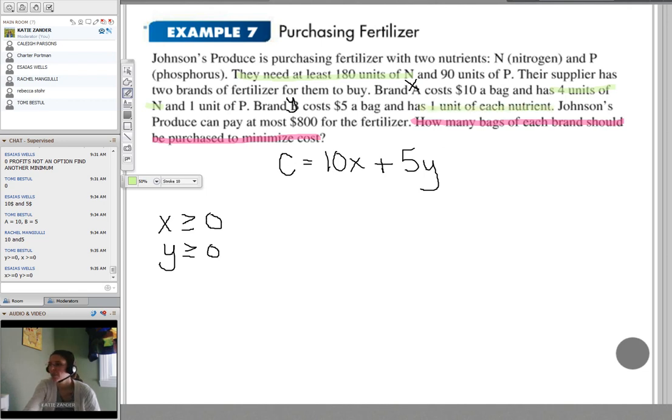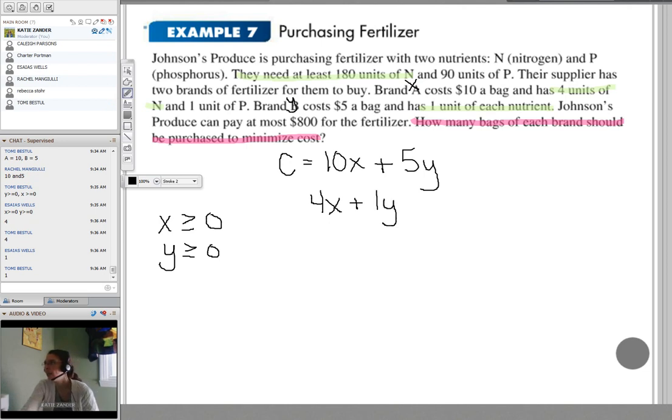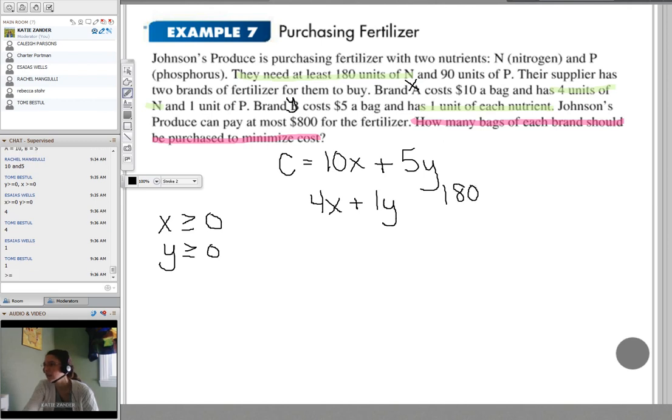So brand A has how many units of nitrogen in it? 4 units. Okay, so we're going to do 4 units from brand A plus how many units from brand B? So how many units of nitrogen are there in brand B? There's only 1. So 1 unit of nitrogen from brand B, and it says they need at least 180 units of nitrogen. So at least is what inequality? Greater than or equal to. All right, so there's one constraint we can have.